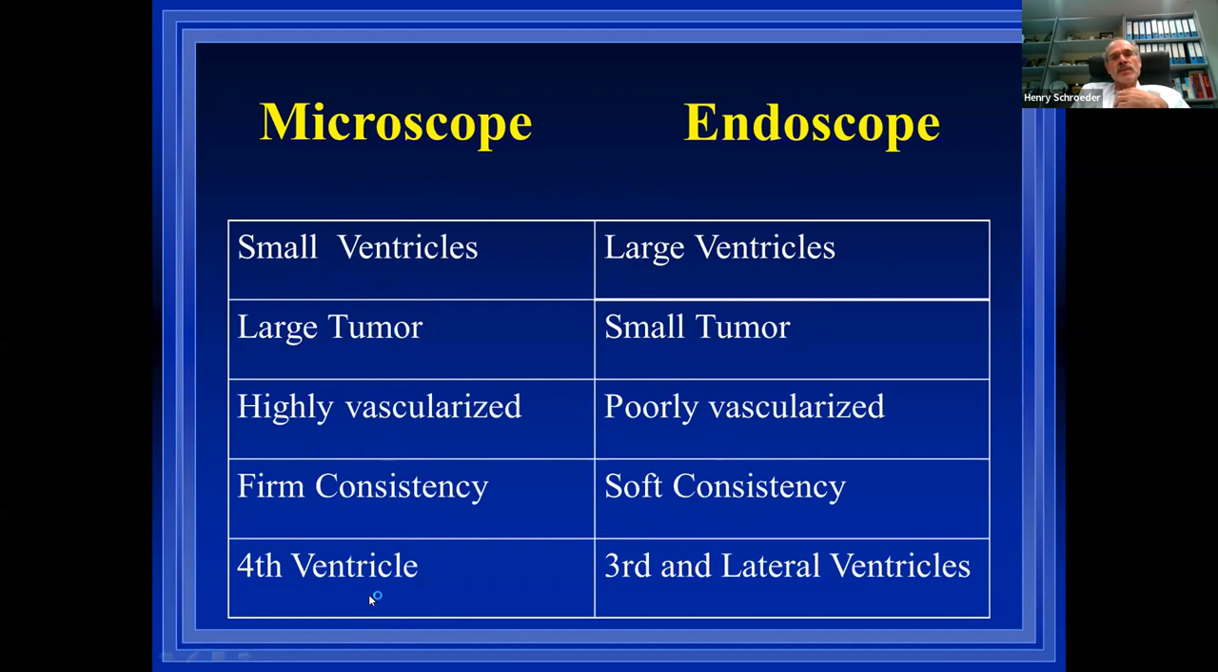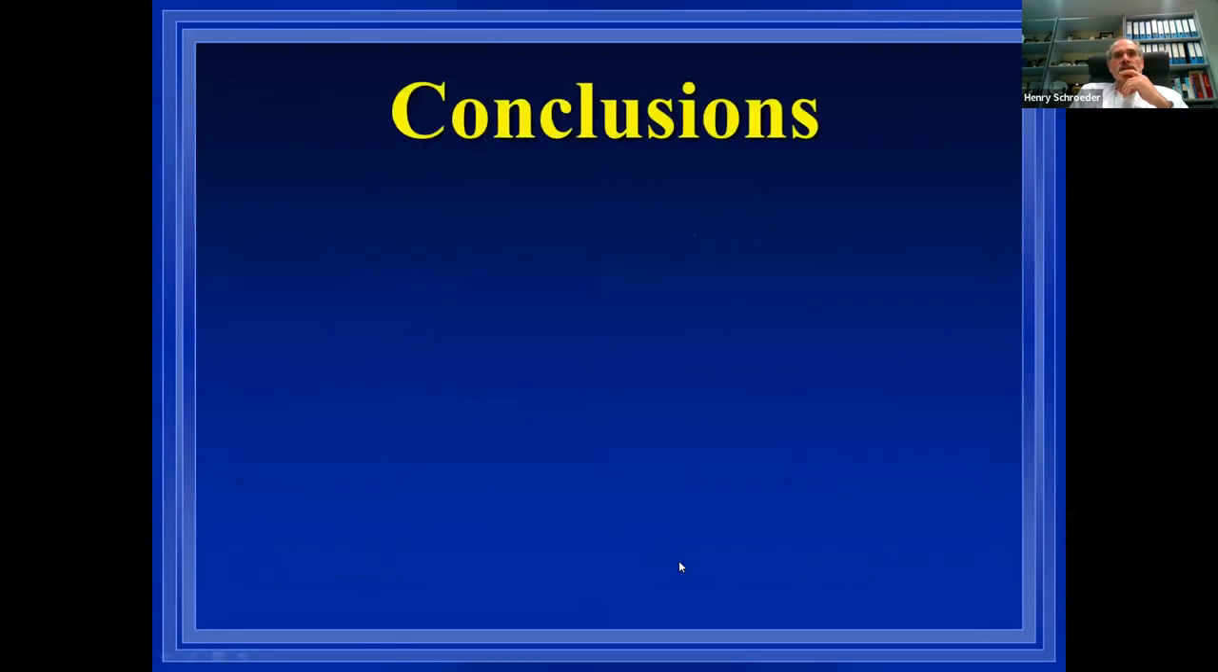And for the fourth ventricular tumors, even if there's a cystic component, I think I would not go through the cerebellum. I open the telovelar way, and then I use a microscope. For tumors in the lateral ventricles, large, in the third ventricle, if they are dilated, endoscopy is an ideal choice.